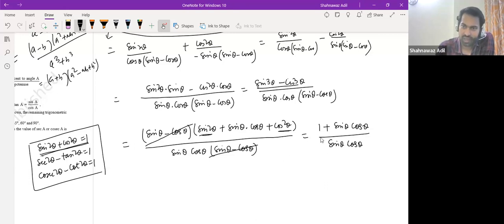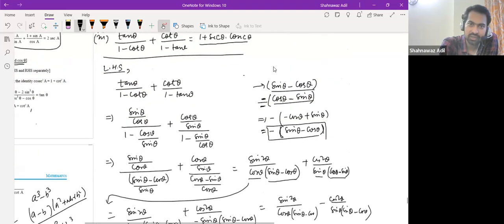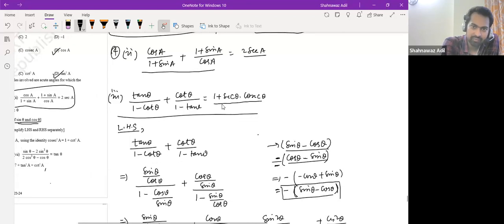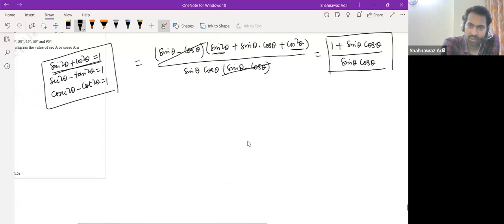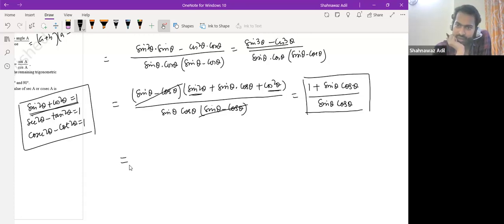Okay, so again, same question. How many terms do we have in the RHS? Two terms. So what should we do in here? We can make the a plus b into a minus b, a square minus b square, a square plus b square.